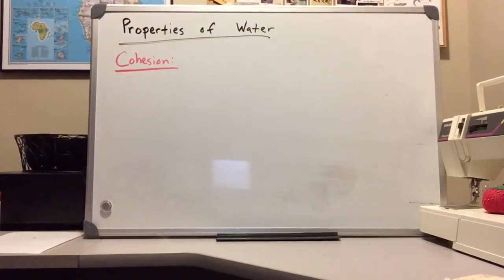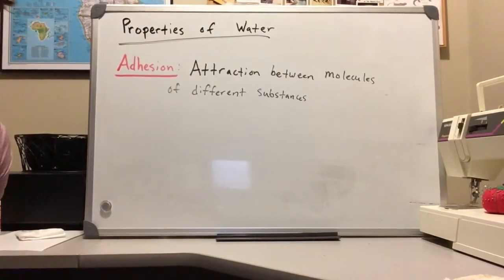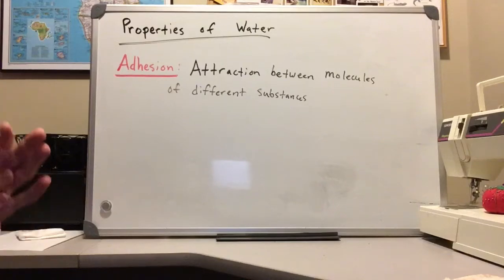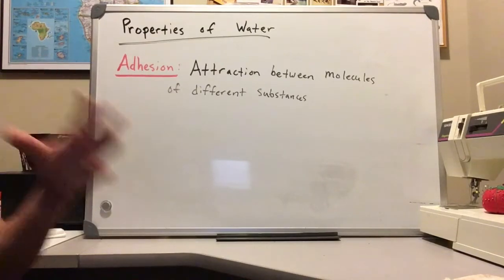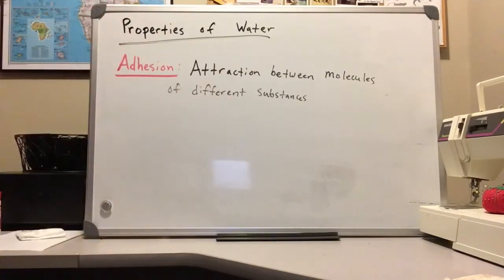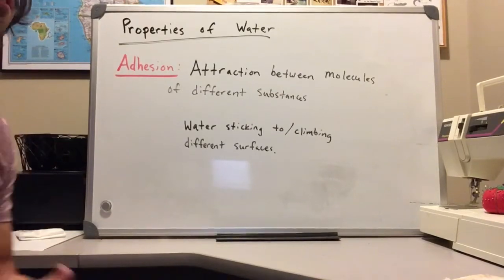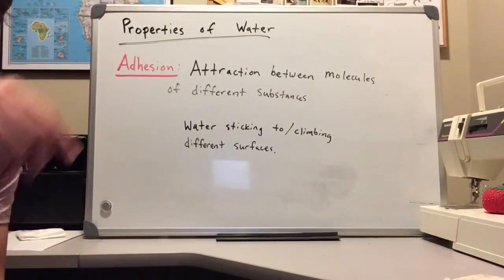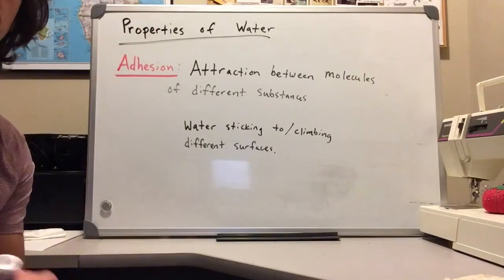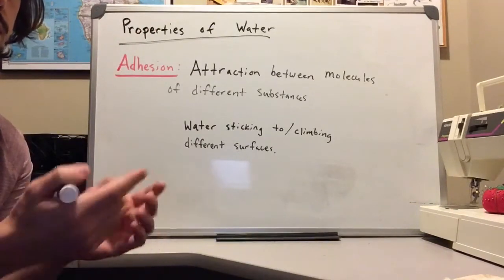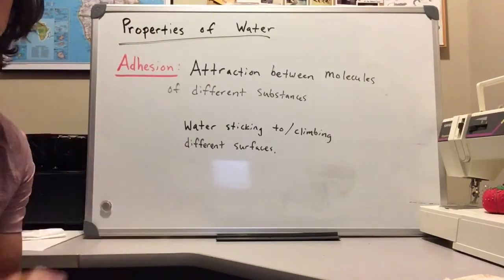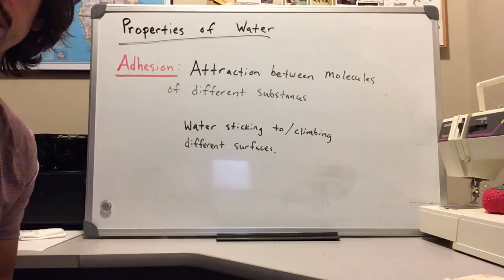So next we have adhesion. And this is the attraction between molecules of different substances. So in this case, this is water being able to stick to or climb up different surfaces. So we see this in plants through capillary action. Water is actually drawn up those small tubes because the water is attracted to the inside surface of those different tubes. We also see this on a graduated cylinder.